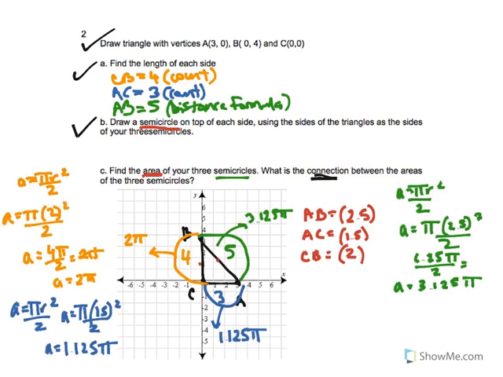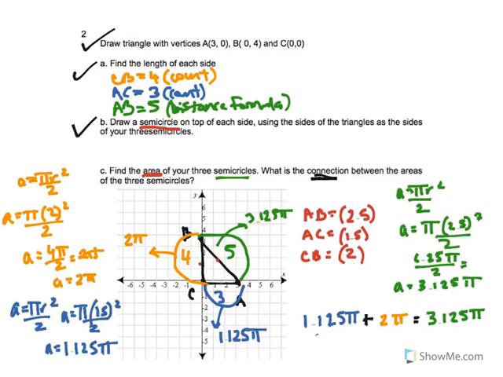So just like we found with the squares in the last one, the area of semicircle A plus the area of semicircle B is equal to the area of semicircle C. If we break this down further, we get 2.5 squared times pi plus, oh wait, ignore this part down here.